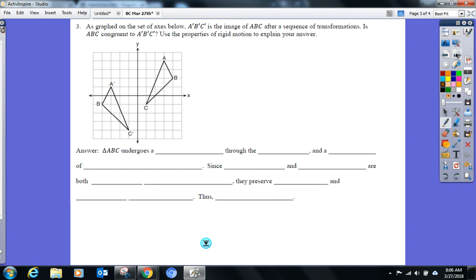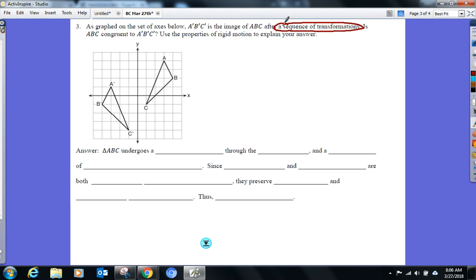Whew, all right. That was one transformation. Now find me multiple transformations that get ABC on top of A prime, B prime, C prime. It is asking for, take a look in the directions, a sequence of transformations. That means two or more. In this case, can you and your group find two transformations that would plop ABC right on A prime, B prime, C prime?